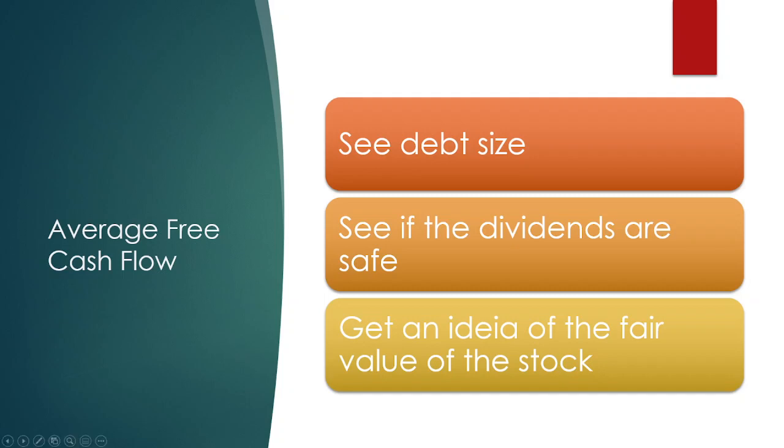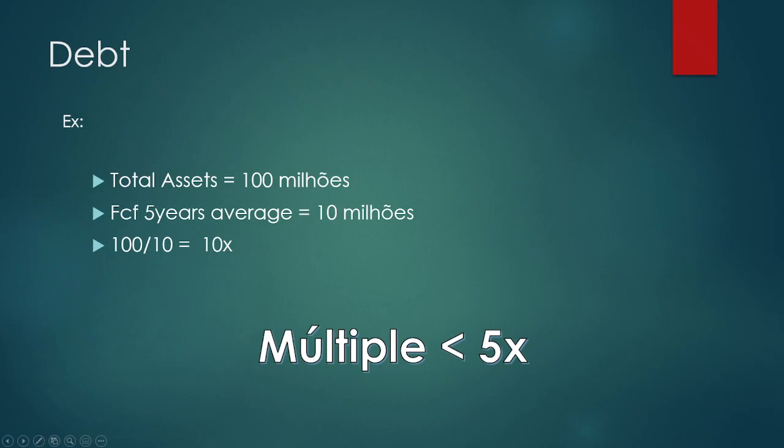Debt. We can compare the average free cash flow with a company's total debt, and so we have a notion of how long it will take for the company to generate enough money to pay off all its obligations. For example, if a company has a debt of 100 million, and the average free cash flow for the last 5 years is 10 million, it means that if nothing changes in the future, it will take about 10 years to generate enough flows to take down your entire debt. I personally like that value remains below 5.